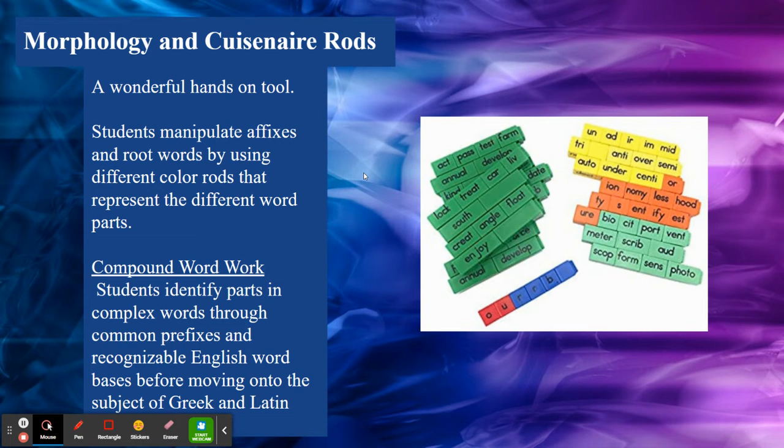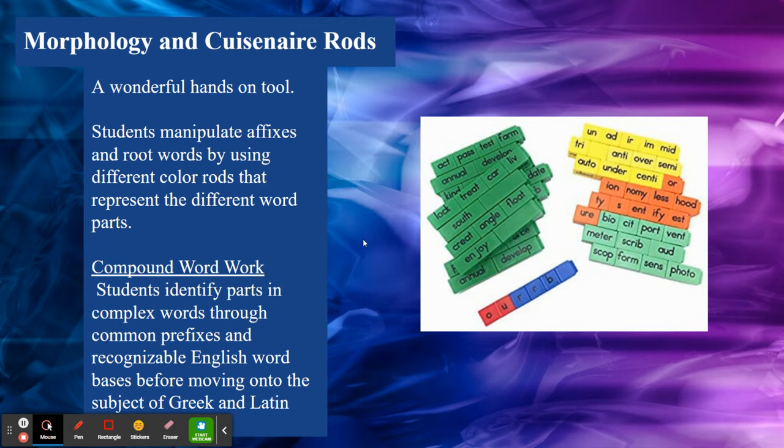One strategy that can really help in the development of morphology with our students is the use of Cuisenaire rods. These are usually used with math, but they can be really great to be used with morphology, with roots and affixes. As an example, you might have the root word in green, and the affixes might be in orange or yellow.